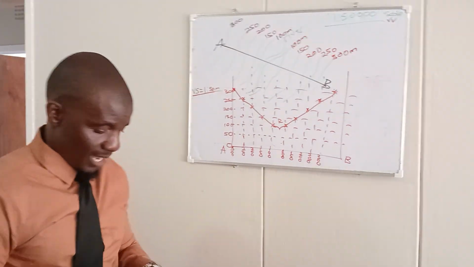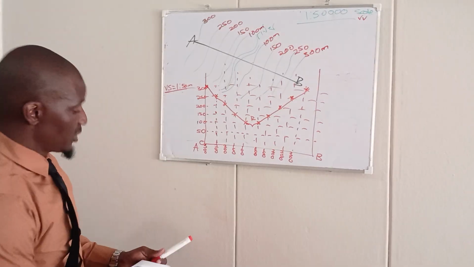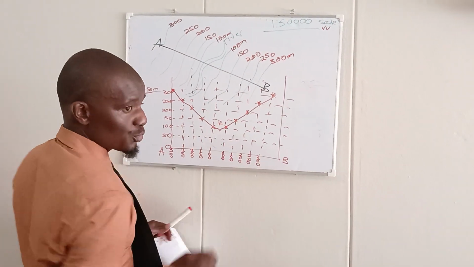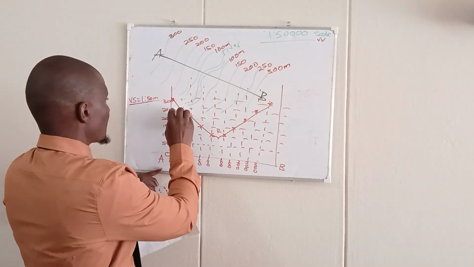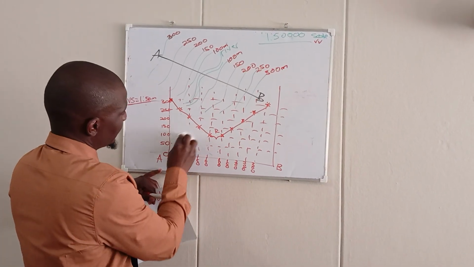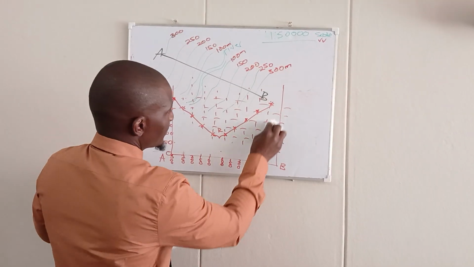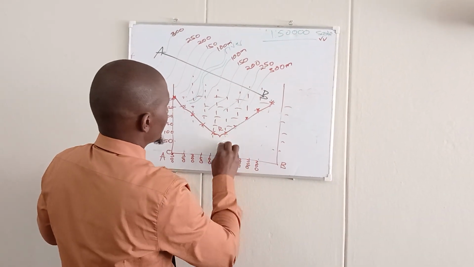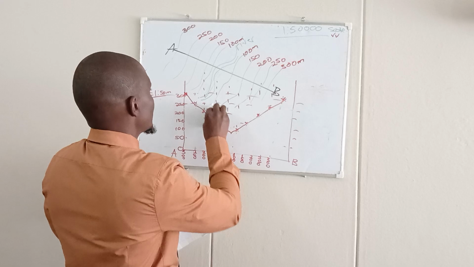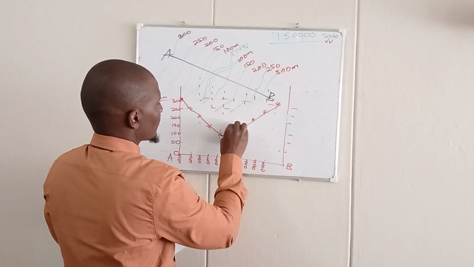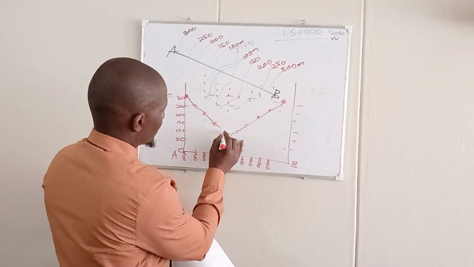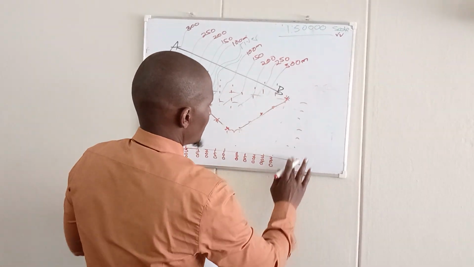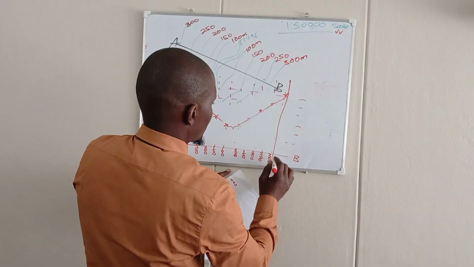So what I'm going to do now is, I was using this to help me to plot my cross section from A to B, so I'm just going to rub it off nicely. I'm going to erase it nicely. Okay. So, as you can see, let me put my B here so that at least this is where my B is.